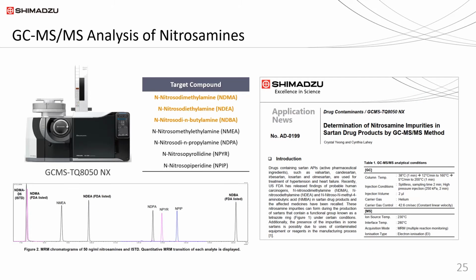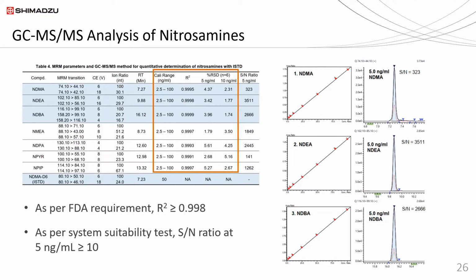For the liquid direct injection, Shimadzu has developed a method according to FDA's requirement. While the FDA requirement required only 3 types of nitrosamines, mainly NDMA, NDEA, and NDBA, we nevertheless demonstrated the capability of the system to detect various other nitrosamines. For this, a triple quadrupole TQ8050NX was used with an MRM analysis. This table summarizes the result of the analysis.